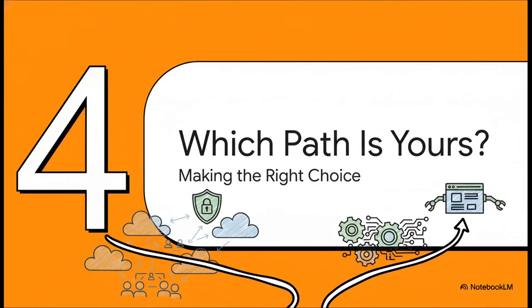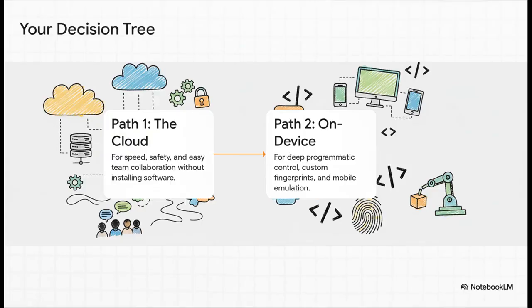Okay, so we've looked at the two big philosophies, the super secure, collaboration-focused cloud path, and the powerful, customization-heavy on-device path. So, how on earth do you choose which one is for you? Well, it actually comes down to asking yourself two really simple questions. First, is your number one priority speed, ironclad security, and super easy team collaboration without installing a single thing? If you're nodding your head yes, then the cloud path is almost definitely your answer. But if your work demands deep programmatic control over browser fingerprints, large-scale automation, or mobile testing, then you're going to want to head straight down the on-device path.